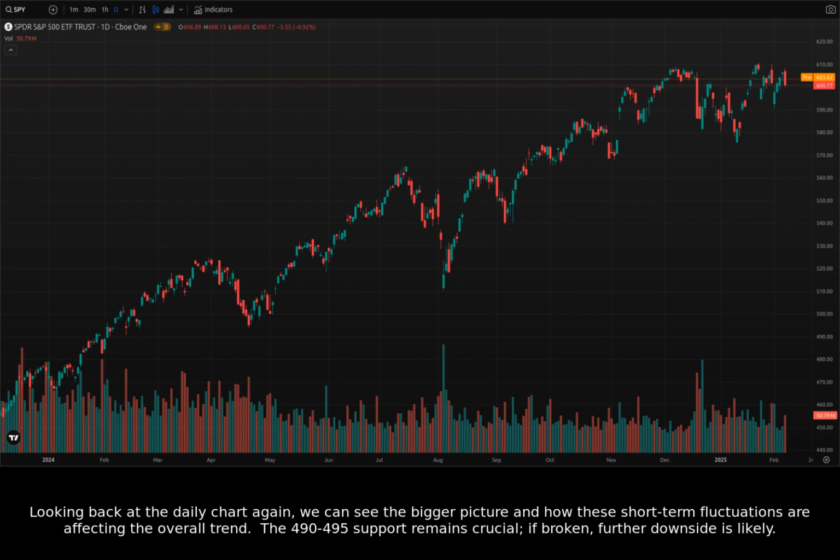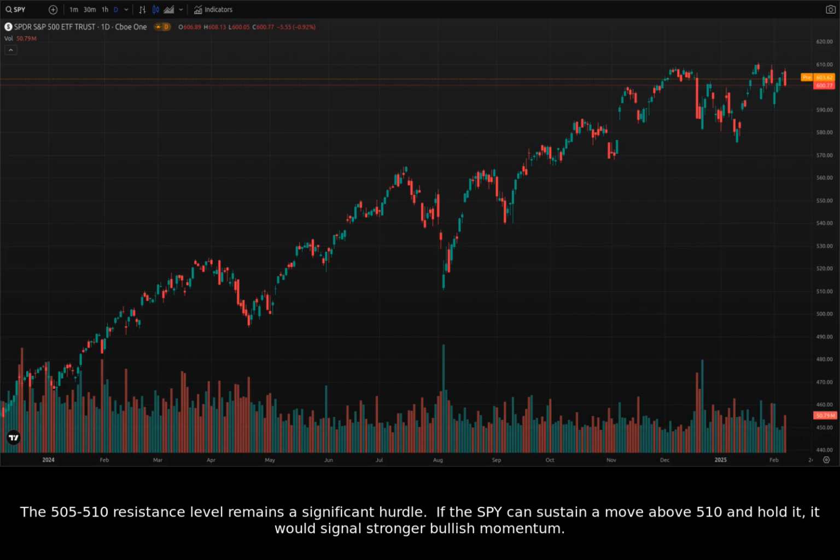Looking back at the daily chart again, we can see the bigger picture and how these short-term fluctuations are affecting the overall trend. The 490 to 495 support remains crucial. If broken, further downside is likely. The 505 to 510 resistance level remains a significant hurdle. If the SPY can sustain a move above 510 and hold it, it would signal stronger bullish momentum.